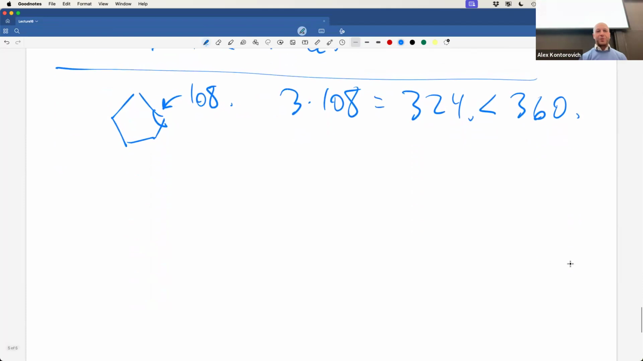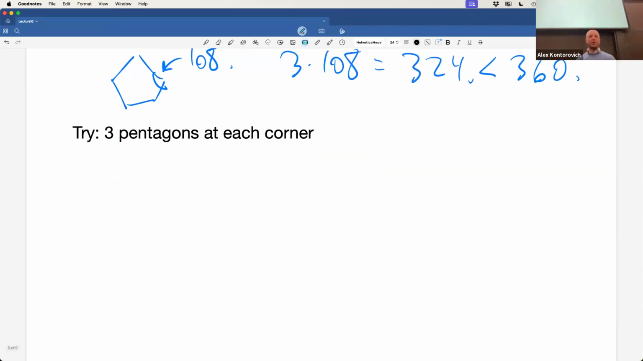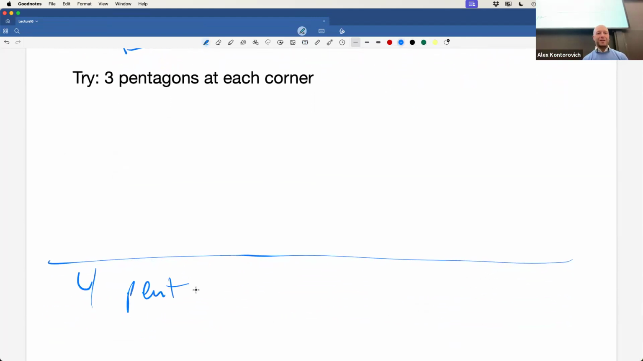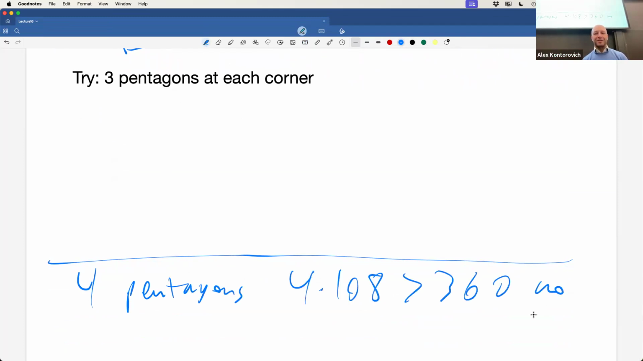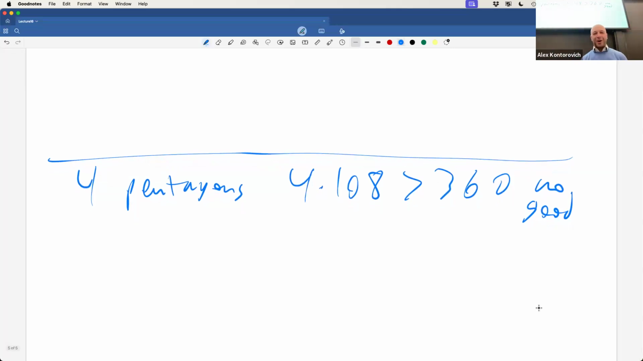So we'll come back to what happens with 3 pentagons. We're going to try 3 pentagons at each corner. While we work on that, let's see what else we could do. Could we do 4 pentagons? Why not? Too much, right? 4 times 108 is greater than 360. No good if you're trying to make a spherical object. Of course, it's plenty good if you want to make a hyperbolic object.